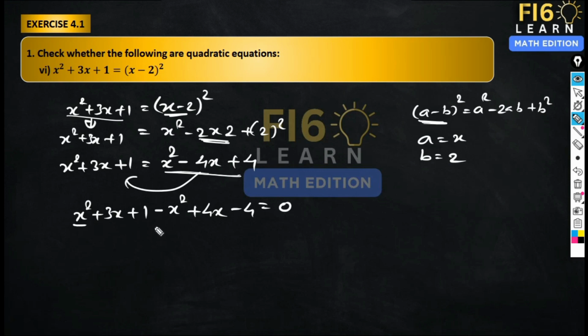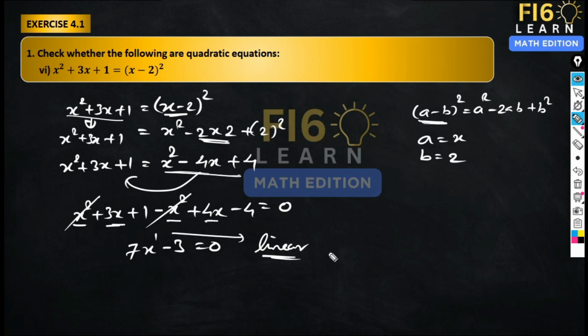You have two x square terms, and these two have different signs. You can cancel them each other, and we have 3x and 4x, so they will become 7x, and minus 4 and plus 1 become minus 3, is equal to 0. The highest power is 1, so this is a linear equation, not a quadratic equation.